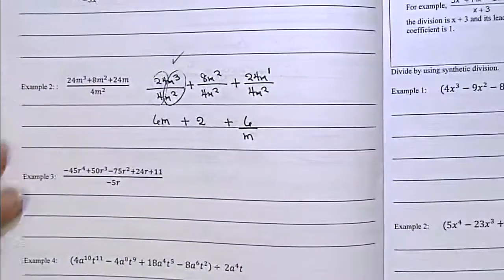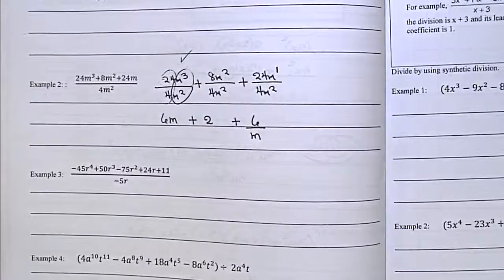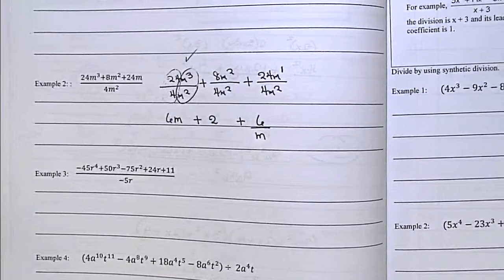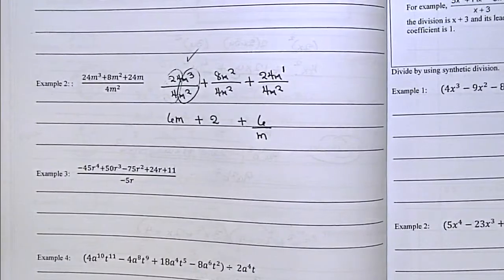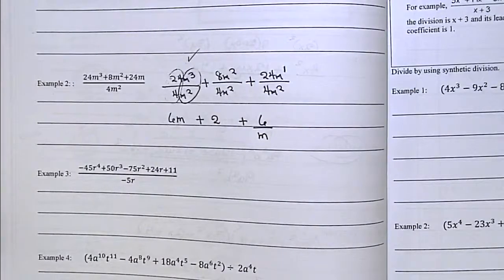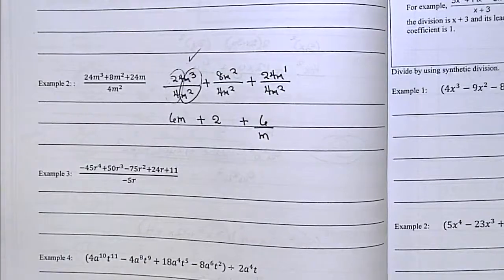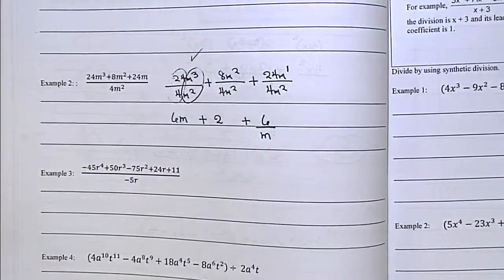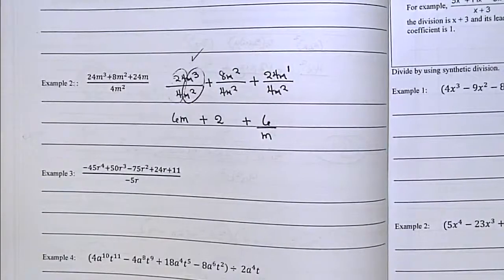And that's my answer: 6m plus 2 plus 6 over m. Is that pretty easy? So for division of any polynomial, doesn't matter how many terms I have, I'm going to split it into that many different fractions. And then I'm going to reduce each of those fractions individually, and I'm done. Now here's where it gets complicated.